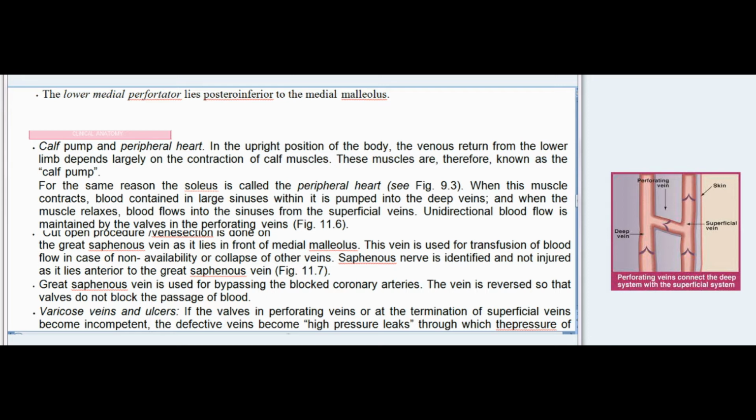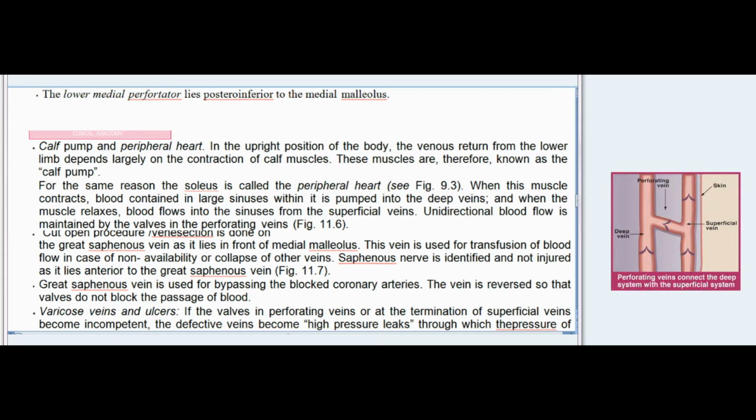Cut-down procedure or venesection is done on the great saphenous vein as it lies in front of the medial malleolus. This vein is used for transfusion of blood in case of non-availability or collapse of other veins. The saphenous nerve is identified and not injured as it lies anterior to the great saphenous vein, Fig 11.7. The great saphenous vein is used for bypassing the blocked coronary arteries. The vein is reversed so that valves do not block the passage of blood.